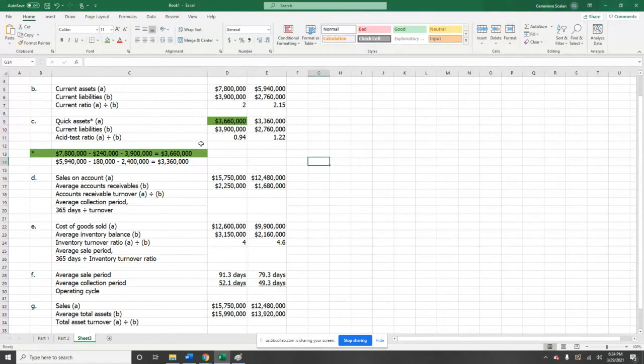That's part D, right? So in D, it asks you to calculate the average collection period. Okay, so to get the average collection period, we have to do the accounts receivable turnover first. All right, and accounts receivable turnover is nothing more than sales on account, right? And in this example, all the sales are on account.